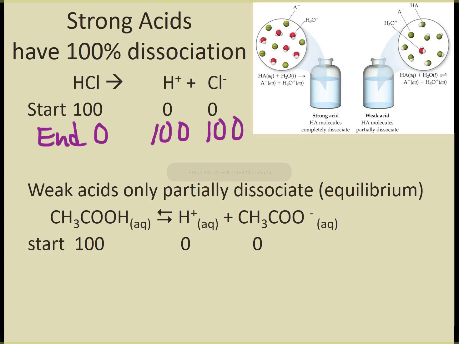Now weak acids only partially dissociate and they will be at an equilibrium situation. So let's say for this acid, this is acetic acid or the acid that's found in vinegar. If I start with 100 molecules of it, at the end, let's say I have 95 molecules. That means I have a 5% dissociation. So I would have 5 of the H plus and 5 of this acetate conjugate base.